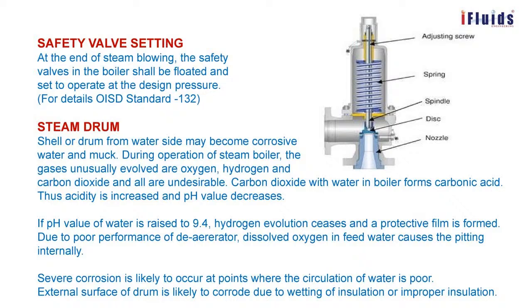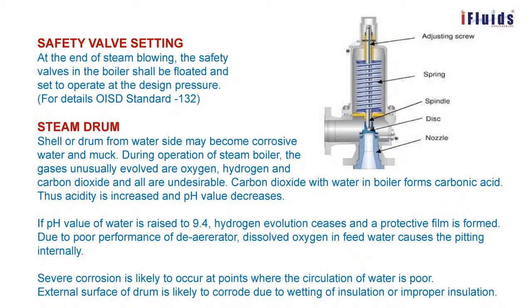The steam drum, shell or drum from the water side may become corroded by water and muck. During operation of a steam boiler, the gases usually evolved are oxygen, hydrogen, and carbon dioxide, and all are undesirable. Carbon dioxide with water in the boiler forms carbonic acid, thus acidity is increased and pH value decreases. If pH value of water is raised to 9.4, hydrogen evolution ceases and a protective film is formed. That is, boiler feed water pH should be above 9.4, 9.5.